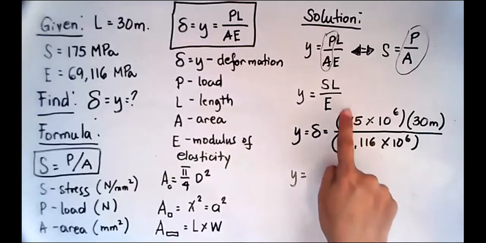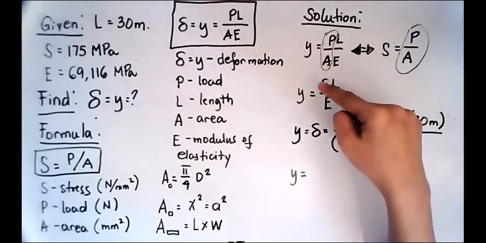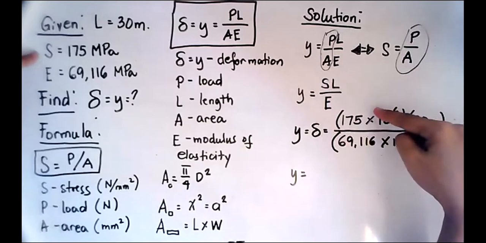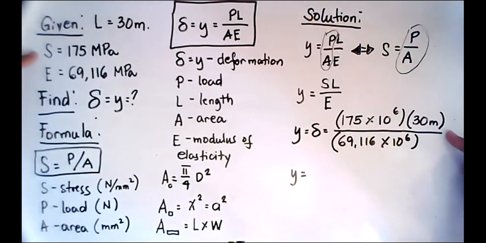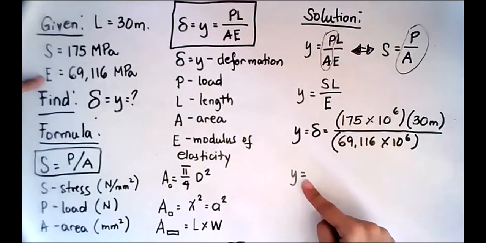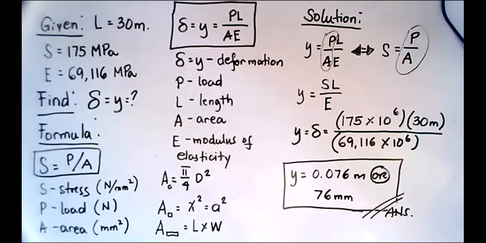That would mean we have y is equals to SL over E. So by direct substituting the value for this S or stress, 175 times 10 to the 6th, and then the value for L, which is 30 meters, and the value for E, which is 69,116, we will get a value for Y. The answer is 0.076 meters or 76 mm.